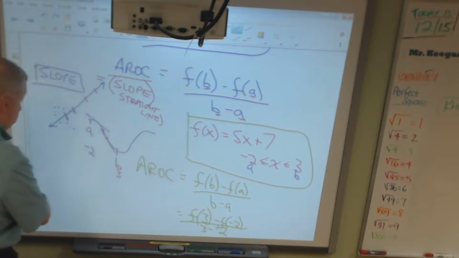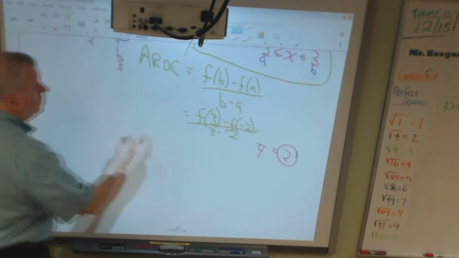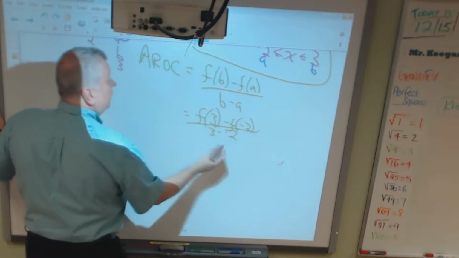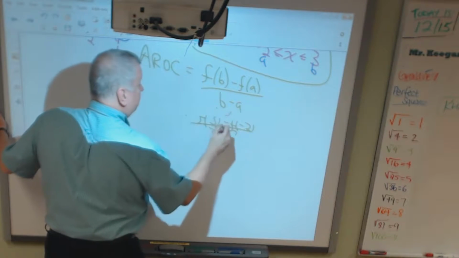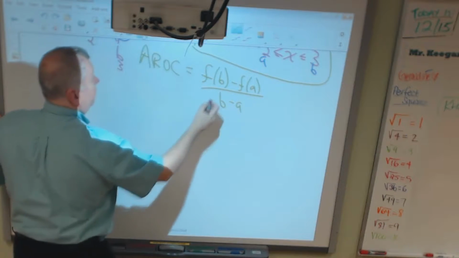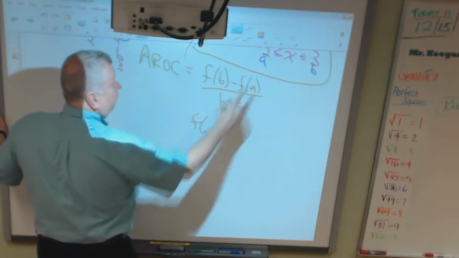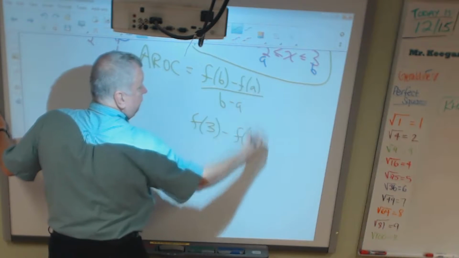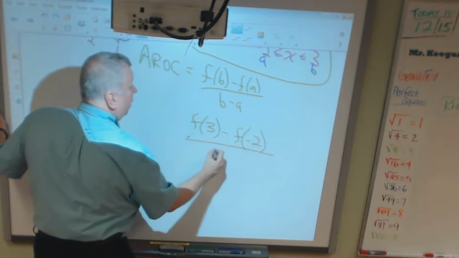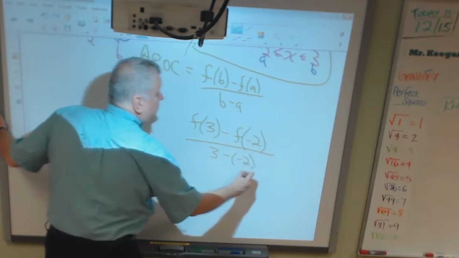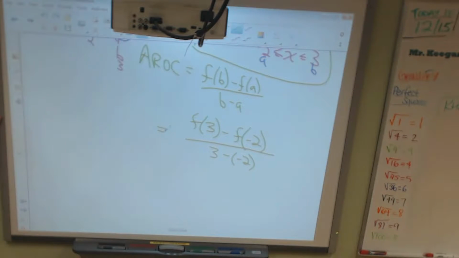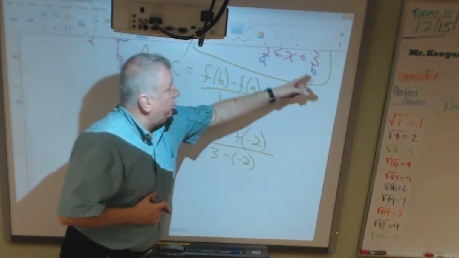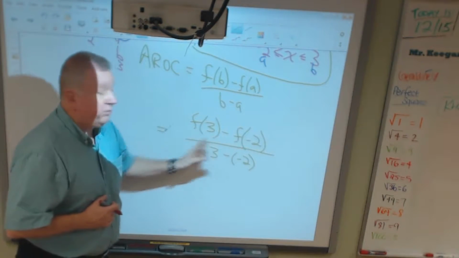Let me rewrite this because I kind of smashed it all together. Let me make it a little bit easier to see. So we have f of 3, because the b is 3, minus f of negative 2, because the a was negative 2, all over 3 minus negative 2. Everybody see how I did that? So the first step is to write the formula. The second step is to know which one is a and which one is b and just replace them here.